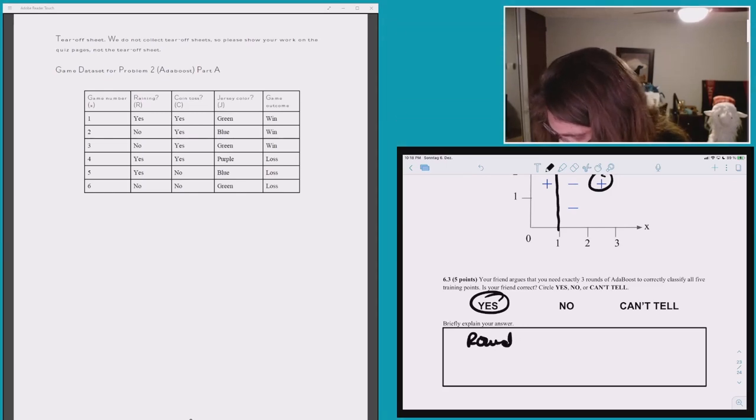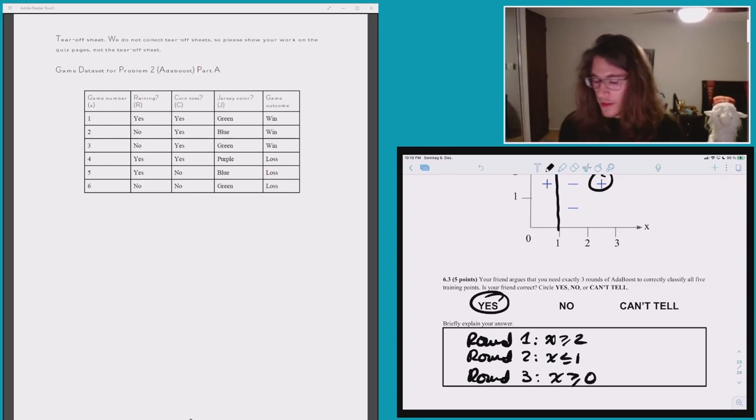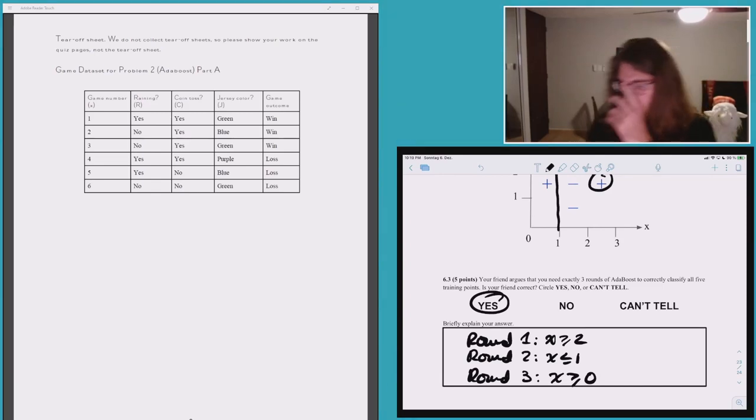In particular, this is what you'll see if you try this on your own. Round 1 is going to choose x is greater than or equal to 2, just as in the previous question. Round 2 is x is less than or equal to 1. And then round 3, x is greater than or equal to 0. That's an exercise I encourage you to try on your own.